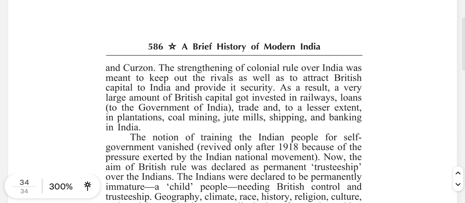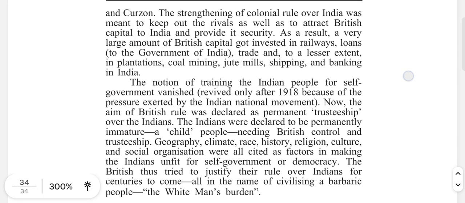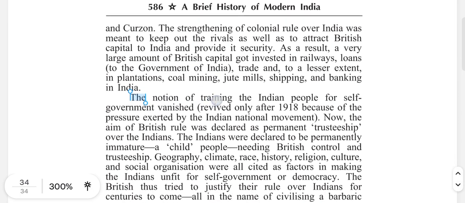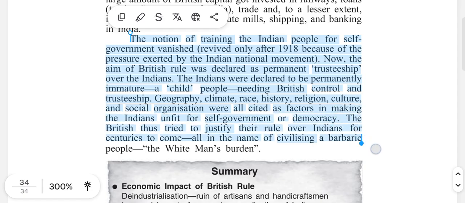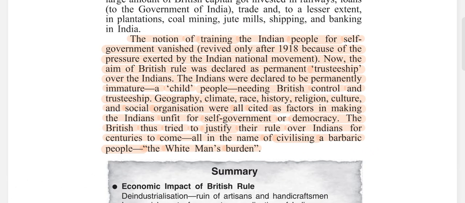As a result, a very large amount of British capital got invested in railways, loans to the government of India, trade, and to a lesser extent, in plantations, coal mining, jute mills, shipping, and banking in India. The notion of training the Indian people for self-government vanished, revived only after 1918 because of the pressure exerted by the Indian national movement. Now, the theme of British rule was declared as permanent trusteeship over the Indians.